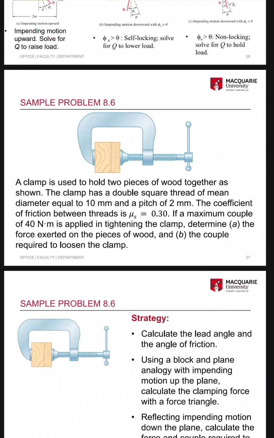Sample problem 8.6. A clamp is used to hold two pieces of wood together. As shown, the clamp has a double square thread of mean diameter equal to 10 millimeter and a pitch of 2 millimeter. The coefficient of friction between threads is mu s equals 0.3. If a maximum couple of 40 Newton meter is applied in tightening the clamp, determine the force exerted on the piece of wood and the couple required to loosen the clamp.